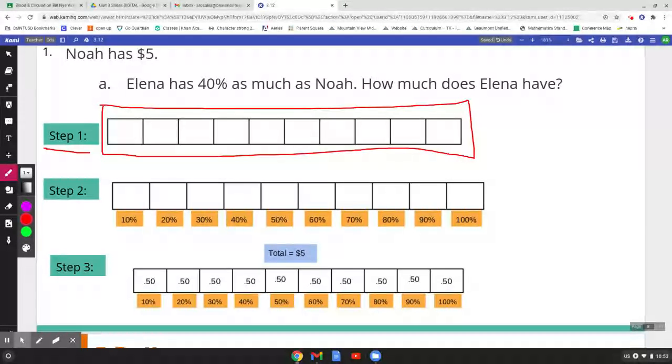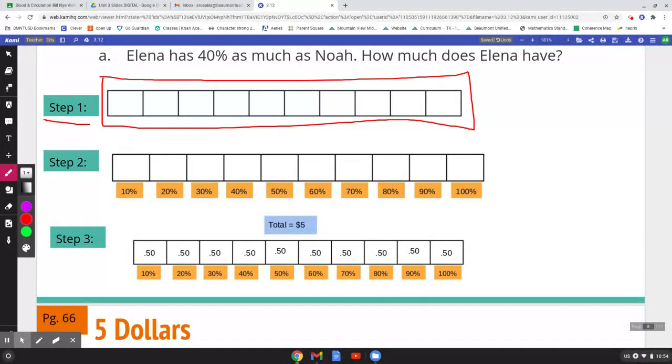So in your book, a little bit above where this question is, is where I would be drawing this tape diagram step by step. So step 1, you should have drawn 10 boxes. Step 2, give every box a percentage. Now step 3. So if I know that the total that Noah has is 5, well, I need to do 5 divided by 10. And it ends up being 50 cents in each box. So you would write 50 cents in every single box. That tells us what's in each box or what each percent is worth, however you want to look at it.